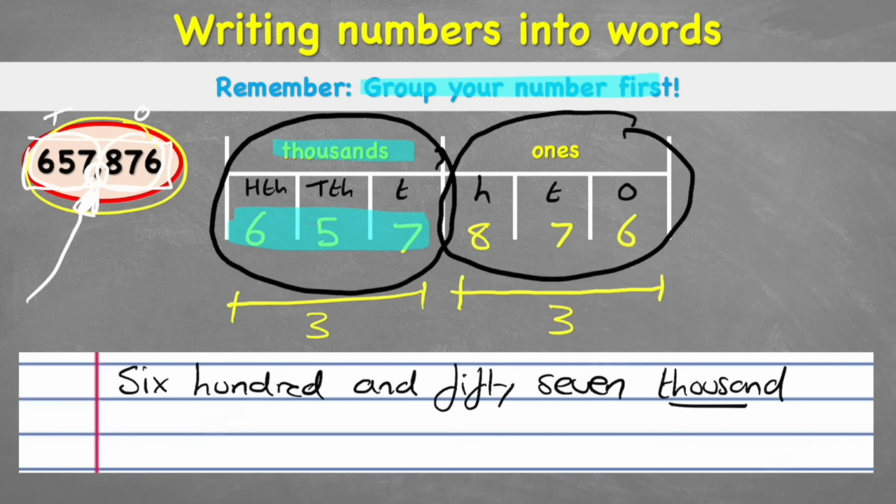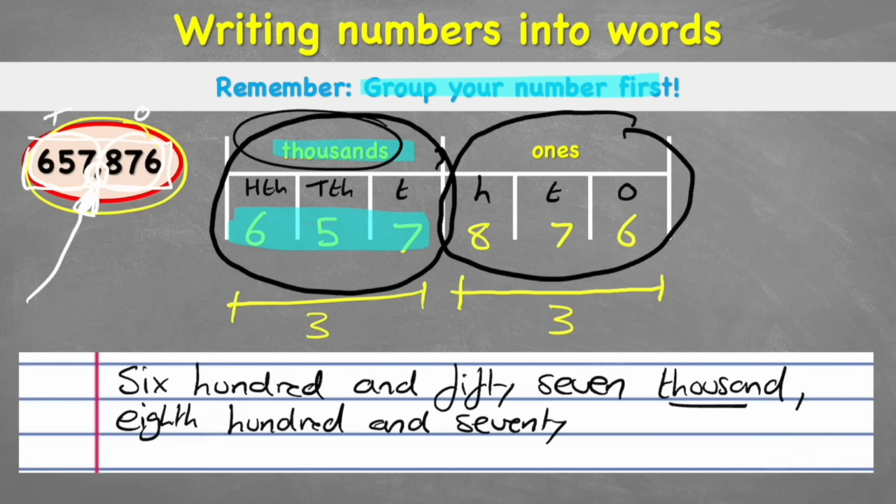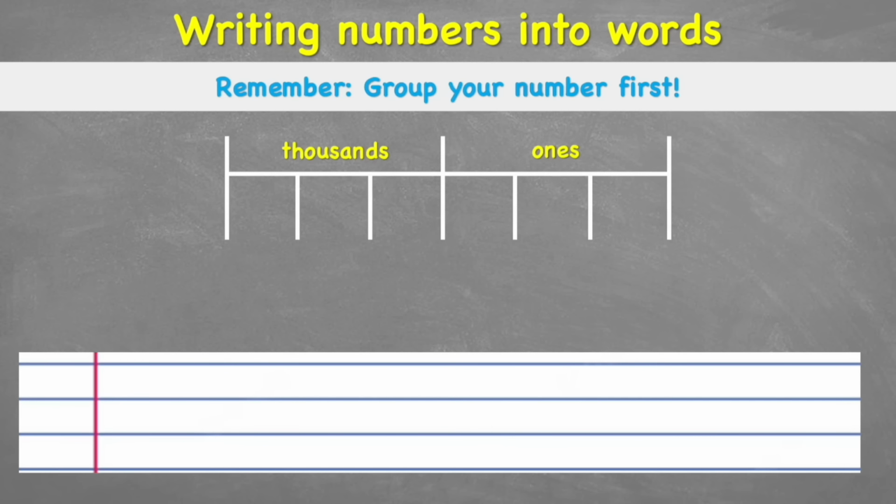Because remember, we're in the thousands column. Then I can put my comma, 876, because 876 is what I can see in my ones column. And that's about as hard as it can get. It could get longer. We could come into our millions, and I could have my millions here.